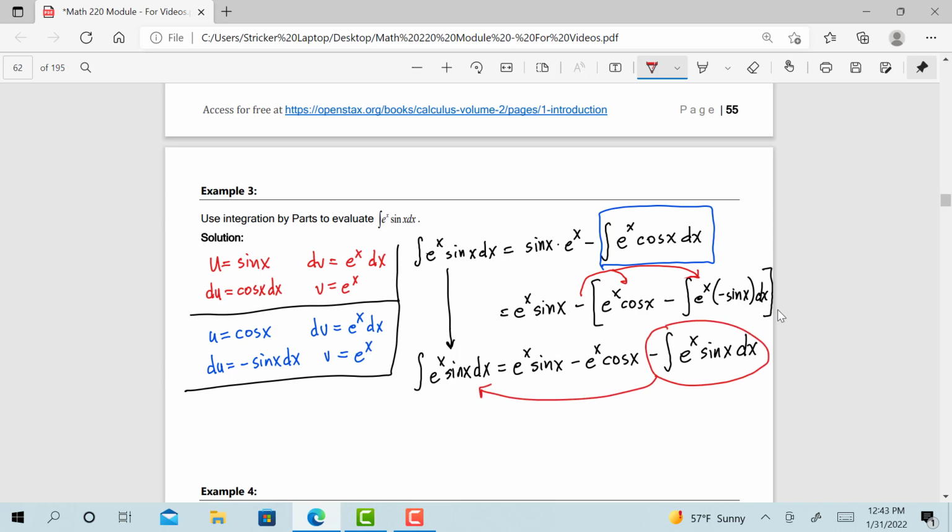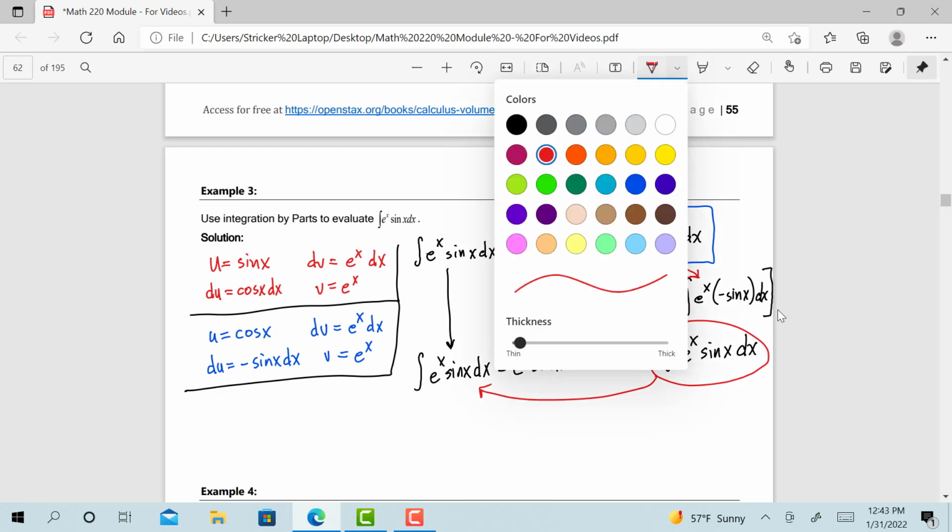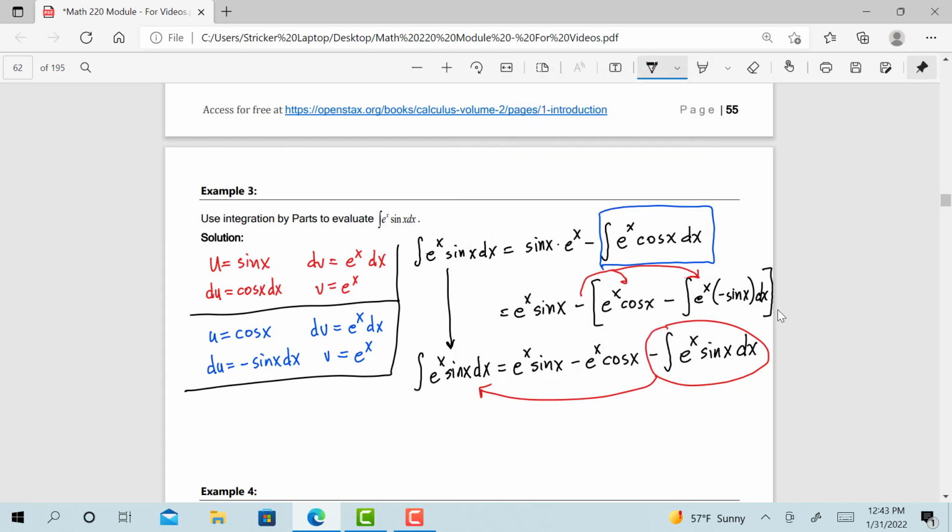Because it's a minus on this side, when you move it to the other side, it's going to become a positive. So you end up with two of these integrals on that side. So you end up with 2 times the integral of e to the x sine x dx, and then on the right hand side all that's left is e to the x sine x minus e to the x cosine x. And of course our original problem was to figure out what that integral is, but now it's 2 times that.